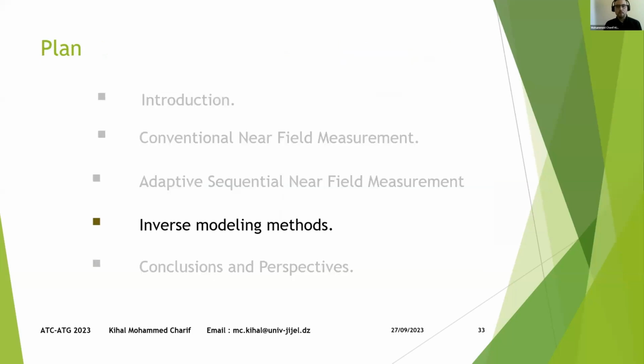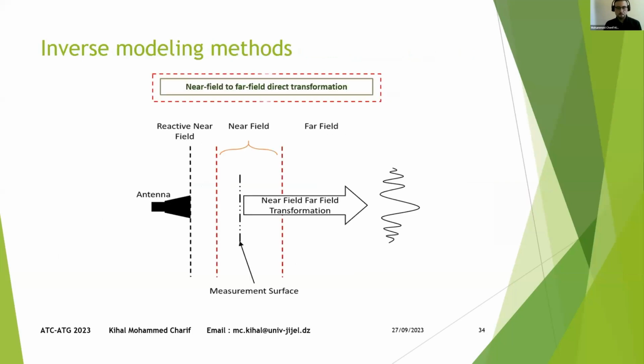Now we will talk about modeling methods based on near fields. The first family is the family of direct near field to far field transformation. In this method, we define the wave coefficients to find the far field from the near field. Unfortunately, the identification of the radiation sources is not of concern in this method.